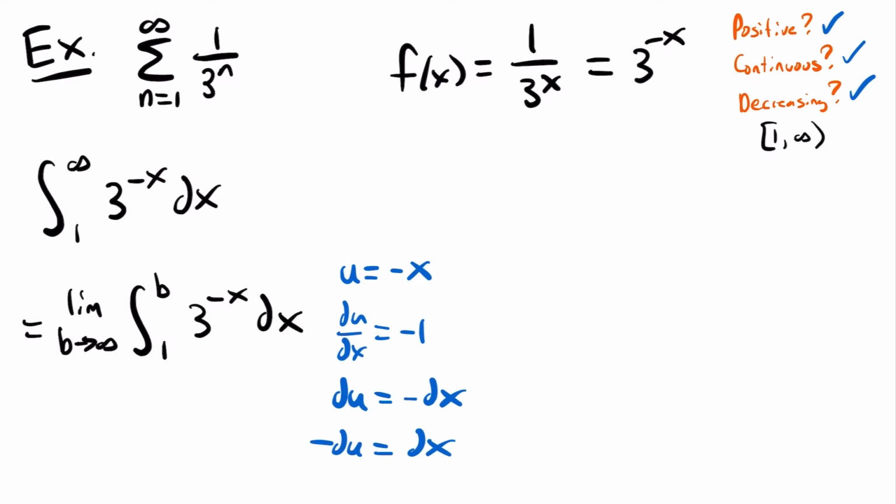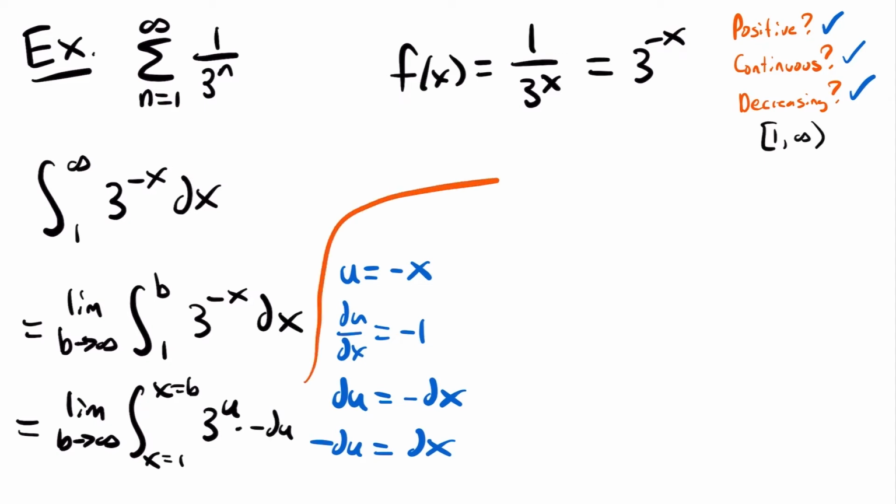All right, so if we rewrite our integral in terms of u, this will be equal to the limit as b approaches infinity of the integral from x equals 1 to x equals b of 3 to the power of u times negative du. Now if we continue our work, we can integrate this exponential function. If you don't remember, the integral of an exponential function with a base other than e, such as a to the power of x dx, is equal to 1 divided by the natural log of a times a to the power of x.